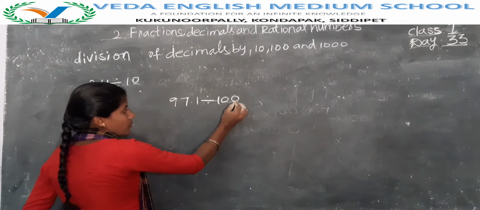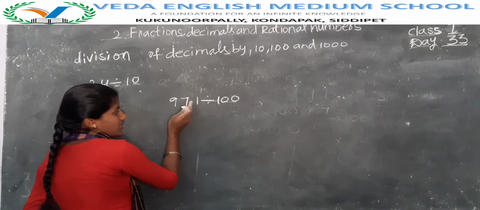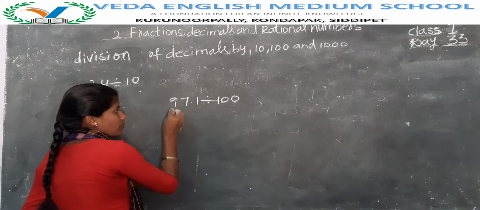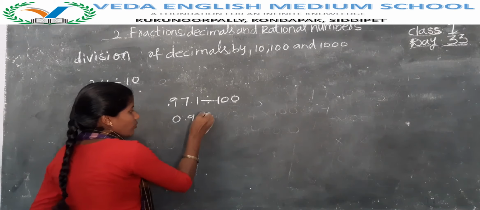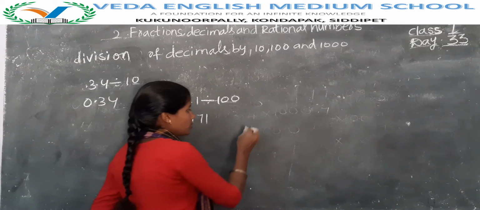In 100 we have 2 zeros. So the point moves to the left side after 2 digits. That means here you will get the point. It is 0.971. That is one example.